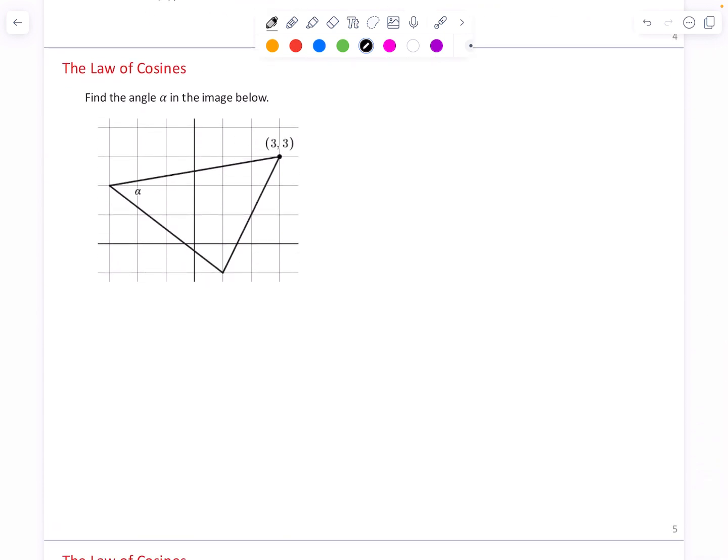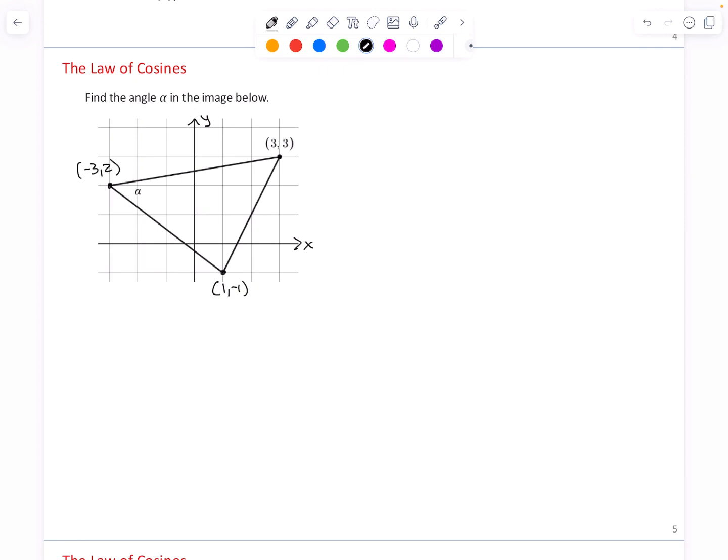Find the angle alpha in the image below. So we have a triangle here drawn in the xy plane. One vertex is labeled at 3, 3, suggesting that the origin is right here. So we have an x and y axis. So this point must be 1, negative 1. And this point over here, the other vertex of the triangle, must be at negative 3, 2.